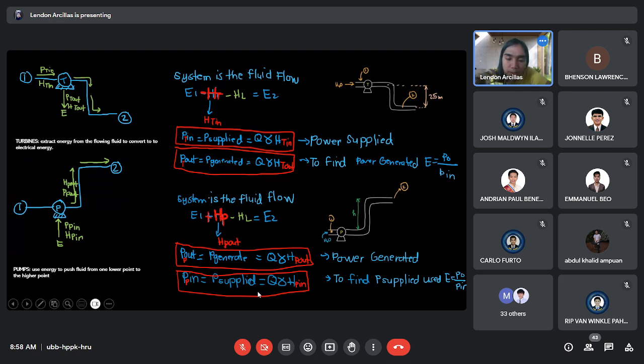So, ano pa bang example? So, familiarize this formula. E1 minus HT pag may turbine na, minus head loss pag i-considered yung head loss, equal to E2. Pag pump naman yung ginamit nyo, mag-a-add tayo sa energy 1 ng pump. And if we considered friction in this fluid flow, minus HL, equal to the E2. Gets ba?